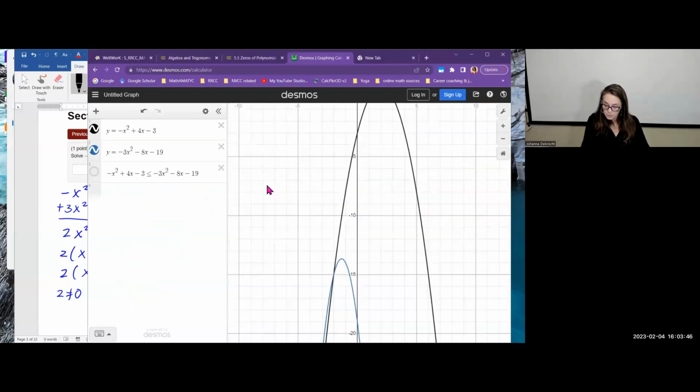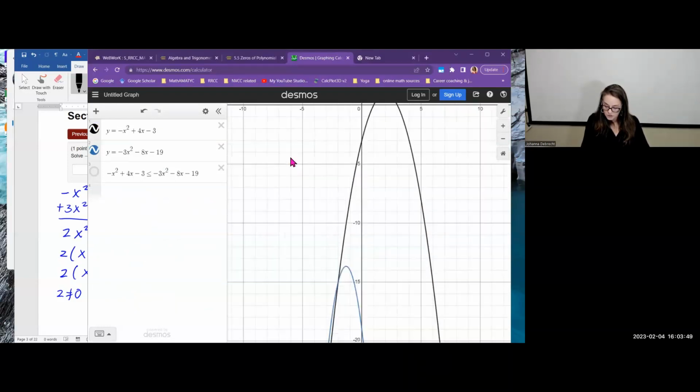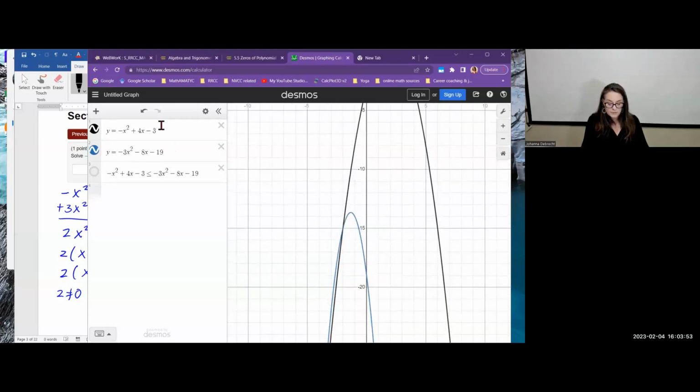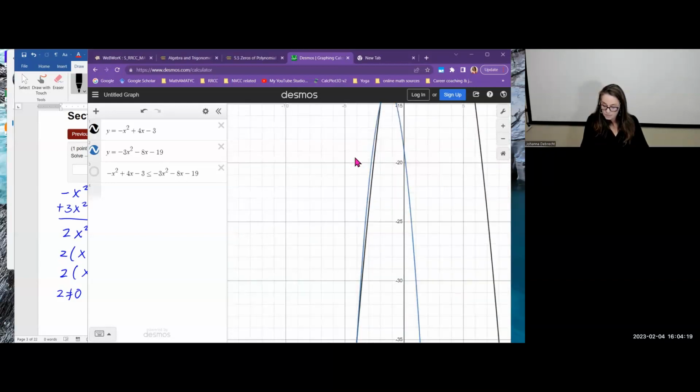Well, we do have two parabolas, but the numbers are so large, it's really kind of hard to tell which one is which. We're looking for when this one in black is less than or equal to this one, which is going to be in blue. So when we're looking for this, we're looking for when the black is below the blue. So blue has to be on top. Well, in most of this region, it looks like black is on top.